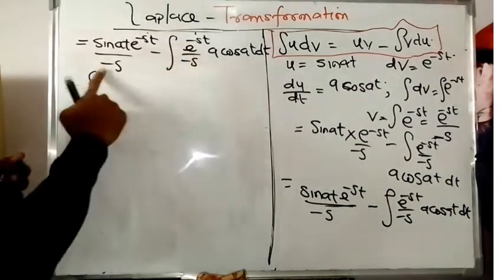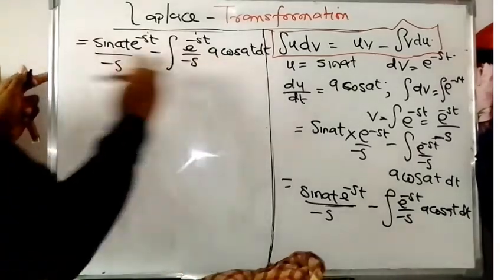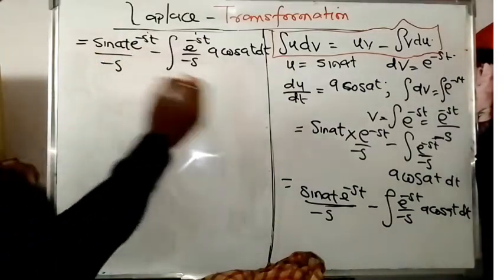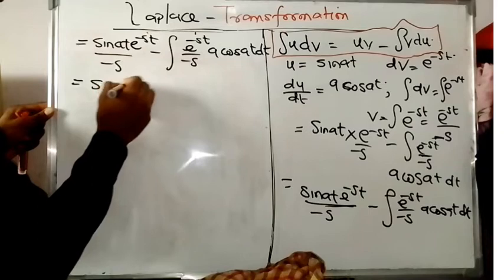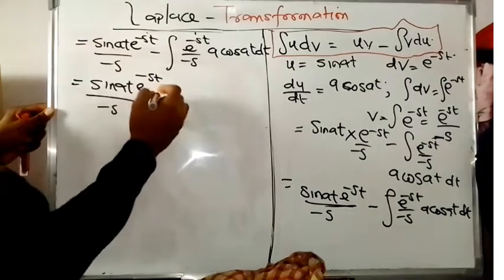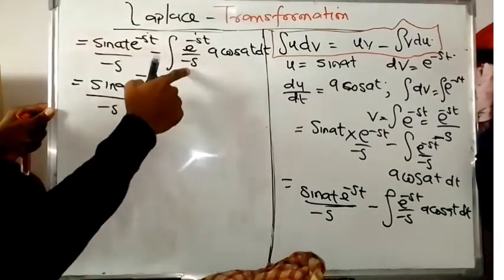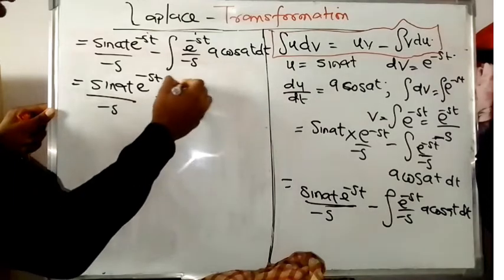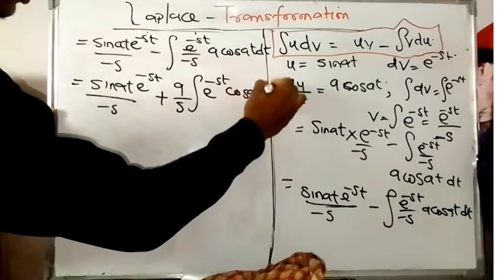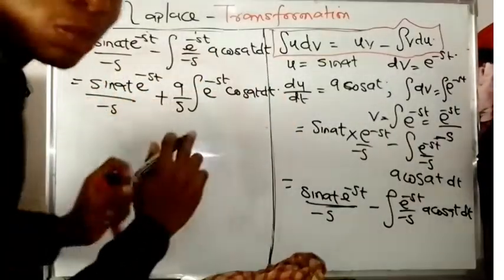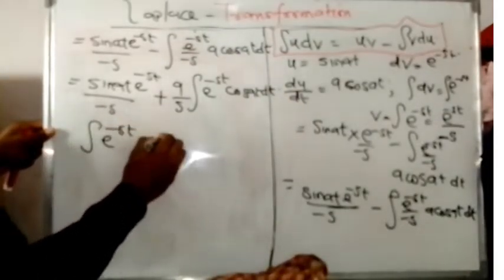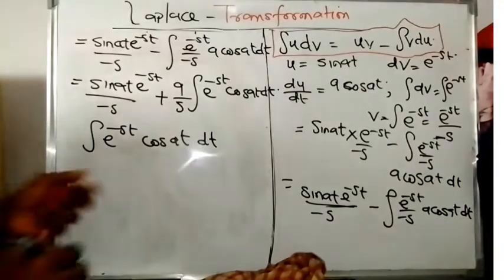Before we integrate it, let's take out the constants. It makes it much easier for us to integrate. Taking out the constants, we have sine at exponential minus s divided by minus s. Minus times minus becomes plus. So this becomes plus a over s times the integral of the exponential of minus st cos at dt. We're going to be integrating this part again. This is what we are having.